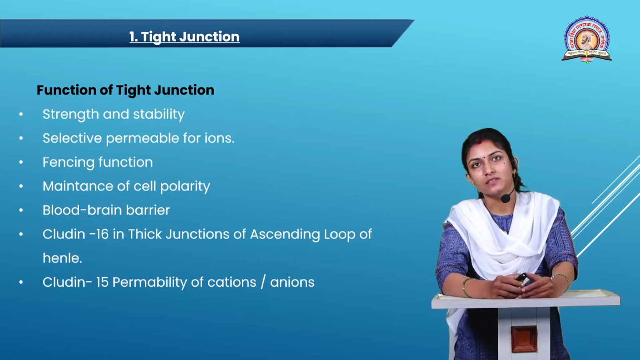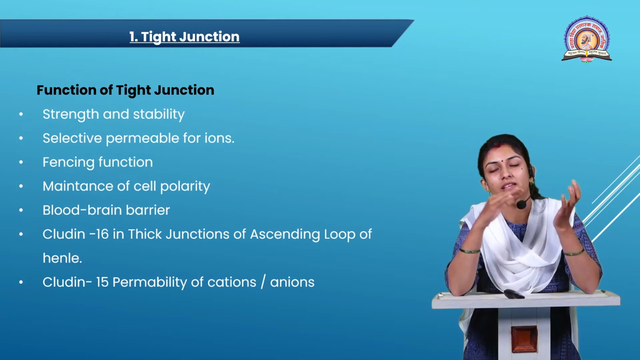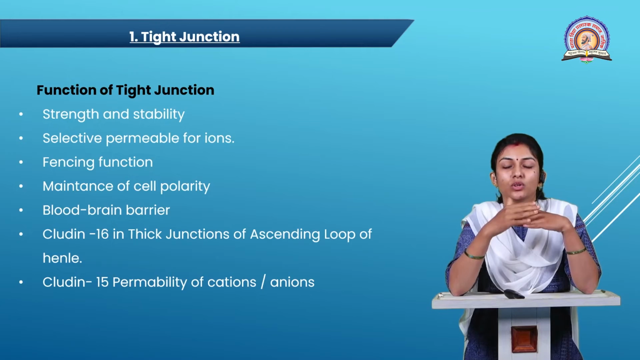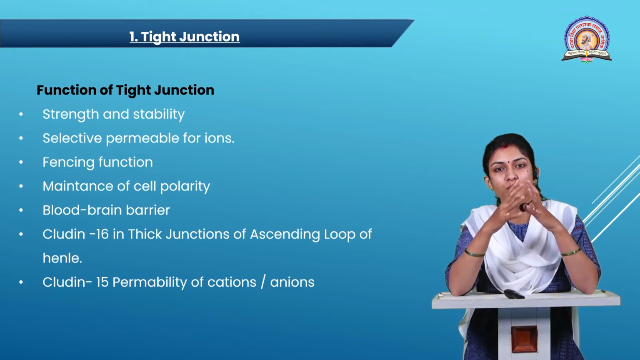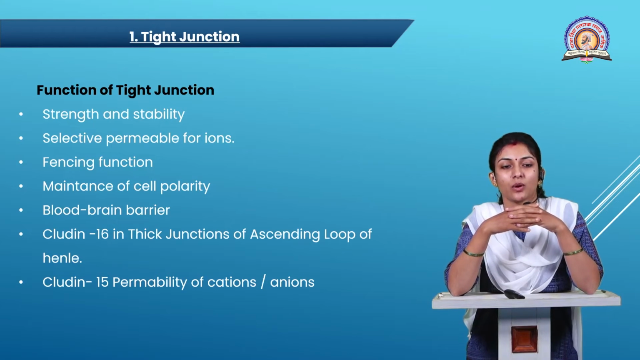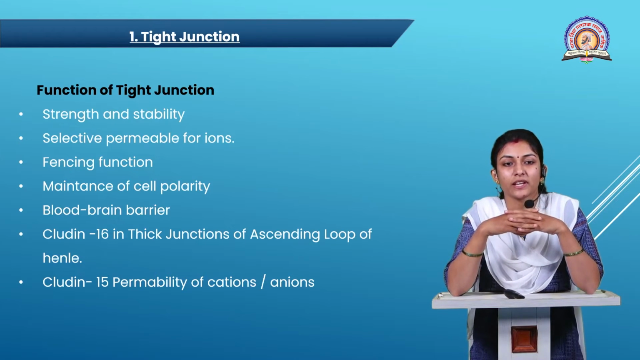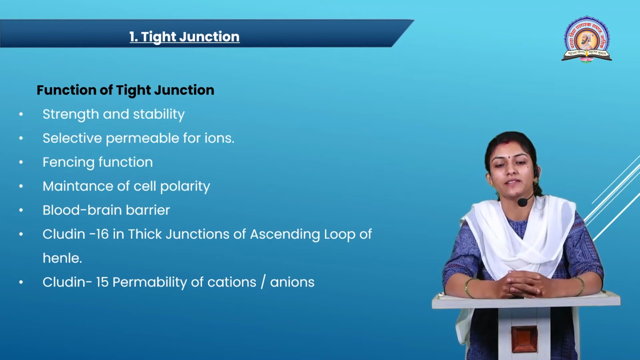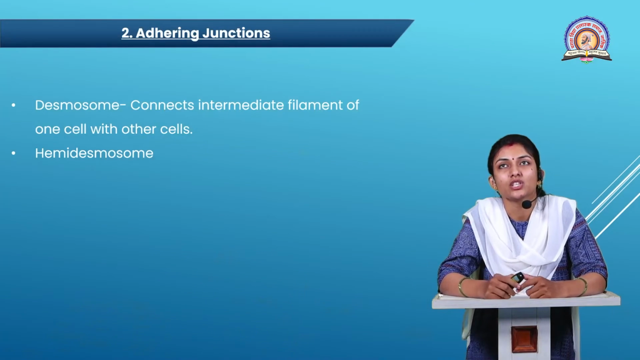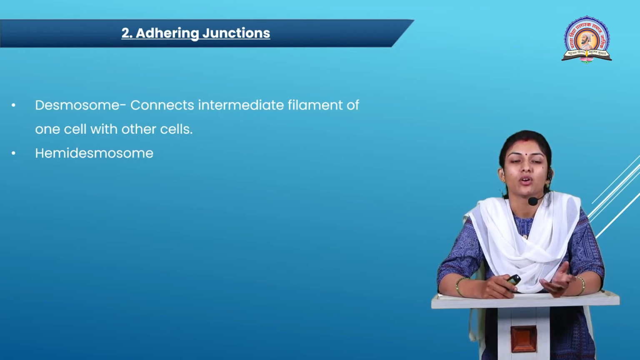Maintaining cell polarity means that in a cell and in the extracellular matrix, two different types of charges are there. So due to tight junction, cell polarity is possible. The blood brain barrier also has tight junctions. Claudin 16, a thick junction of the ascending loop of Henle, is involved in tight junction. Claudin 15 affects permeability of cations and anions. These junctions also provide prevention of wear and tear of the cell.